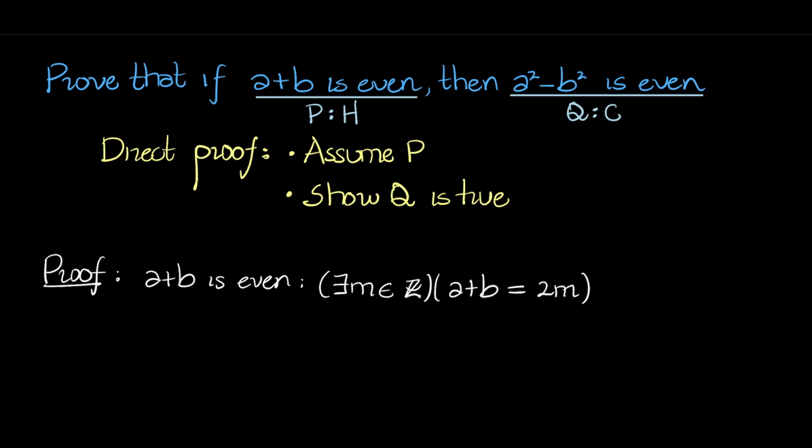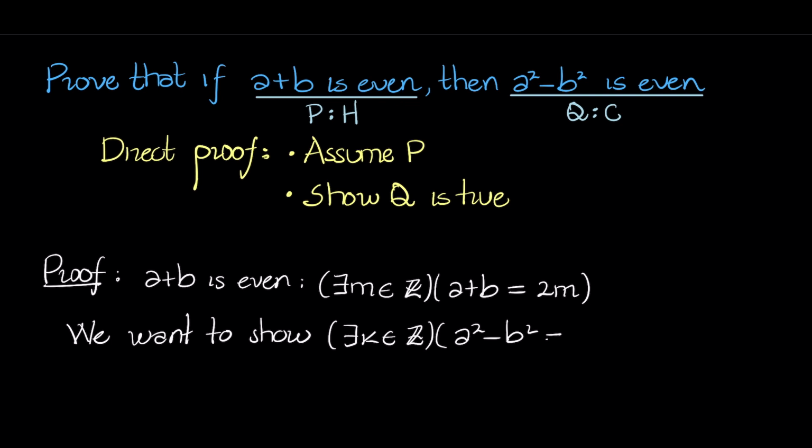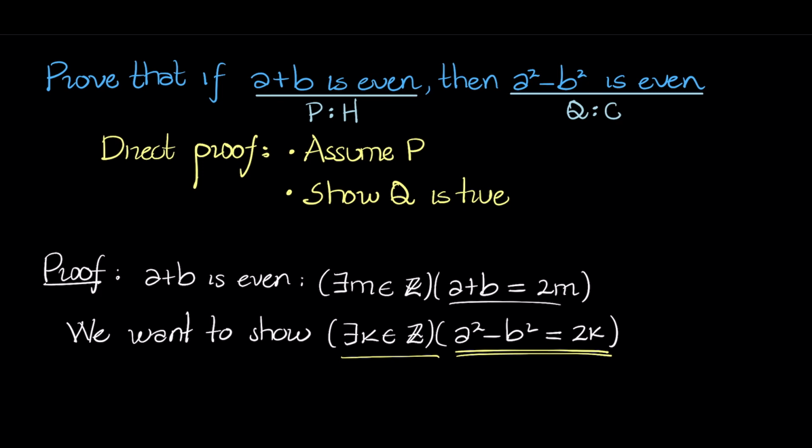Now, what do we want to prove? We want to show that there exists, let's say, an integer k, such that we can write a squared minus b squared as 2 times k. So this part here is what we want to prove. We want to verify that there exists an integer such that this thing here happens. And how do we do that? So we can start by taking what we know, and we can manipulate this expression in the following way.